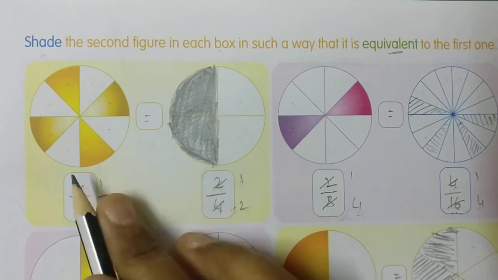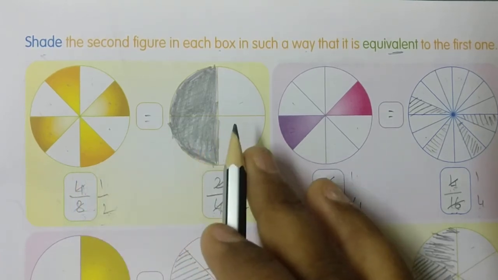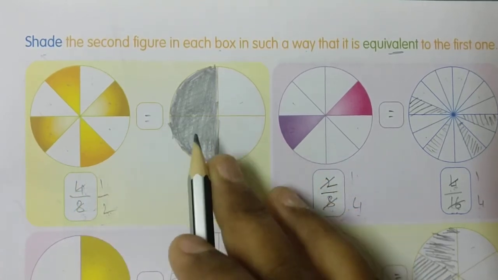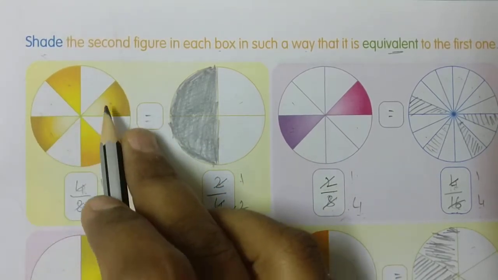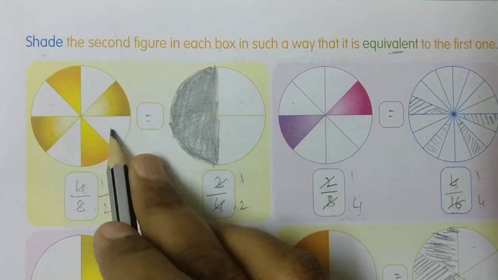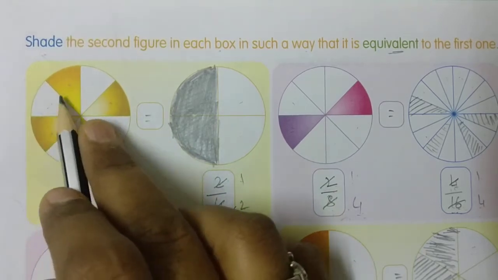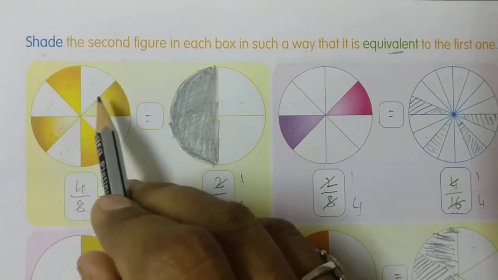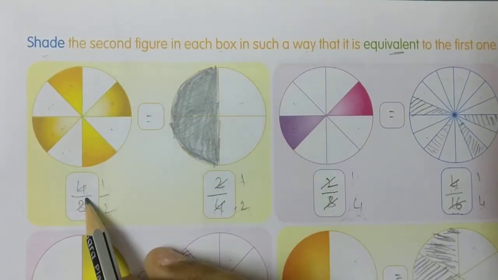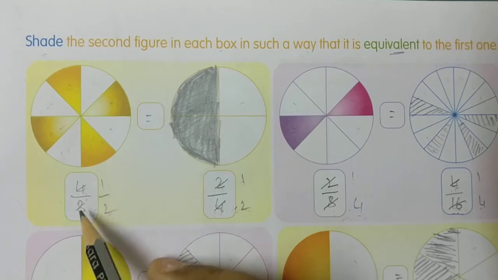Okay, equivalent means both sides must be the same number. Do you understand? Now see the first one, Nanna. In the first one, first how many parts do you have? 1, 2, 3, 4, 5, 6, 7, 8. So total 8 parts. So how many are shaded? 1, 2, 3, 4. 4 are shaded, Nanna. So now 4 by 8.